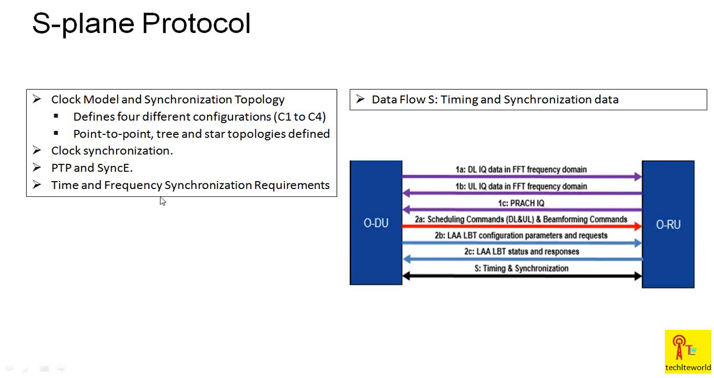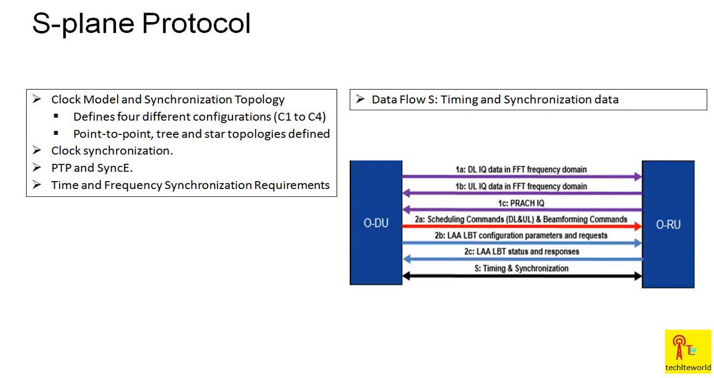So moving forward, that's all about the S plane. What is the use of the S plane? Just syncing both nodes for timing. Both the O-DU and the O-RU should be time synced. Suppose the O-DU is sending some data to this RU and that data is not in sync, so the O-RU cannot interpret that data.